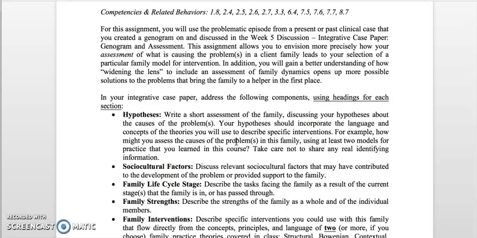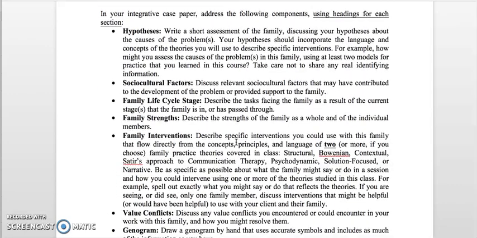There's been all kinds of different family systems that students write about, in which case you will have to do some conjecture based on that. So this is very similar to the family of origin paper, but not quite.